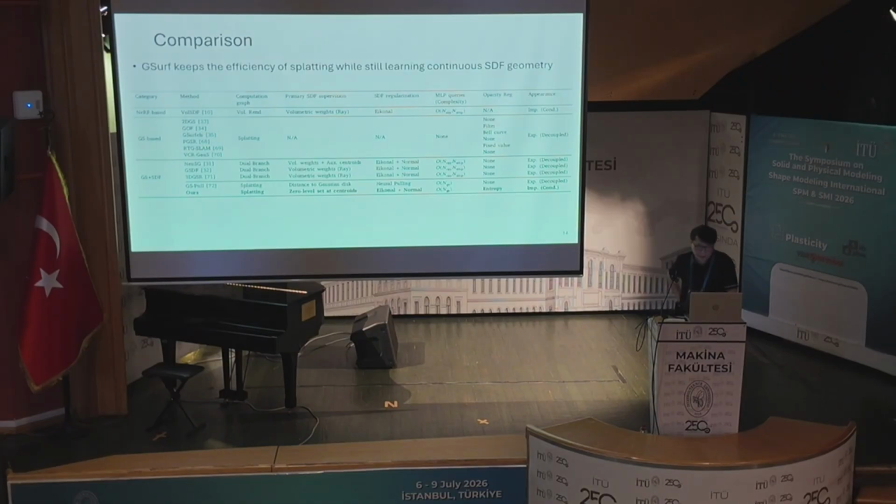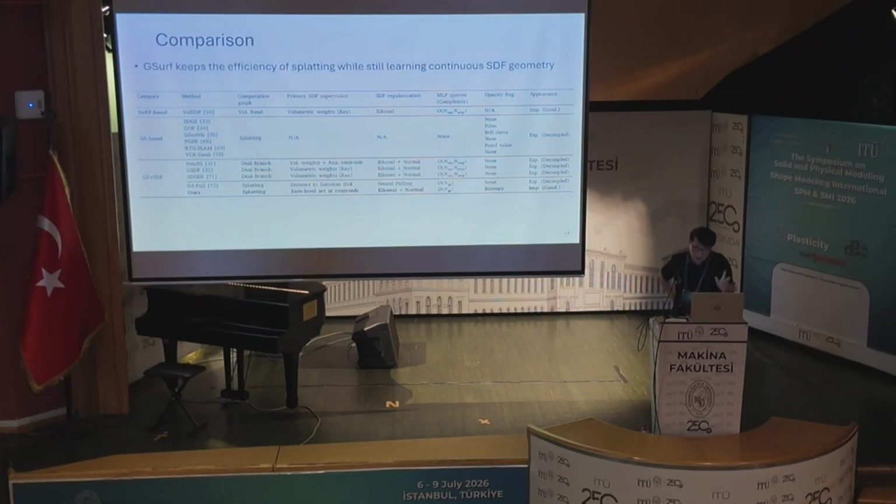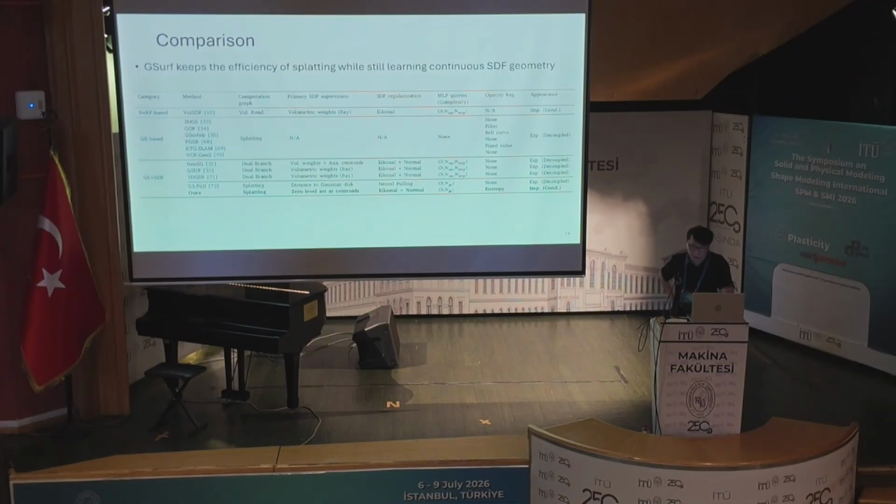This comparison table is very dense, so I would not read every entry. The main thing is just the final row. Compared with other GS plus SDF methods, and to be honest there are many other methods which consider using both Gaussian splatting and signed distance fields together, GSurf keeps a single splatting branch. All the other methods adopt two branches. They use Gaussian splatting as well as volume rendering together. GSurf has only one branch, which is based on Gaussian splatting.